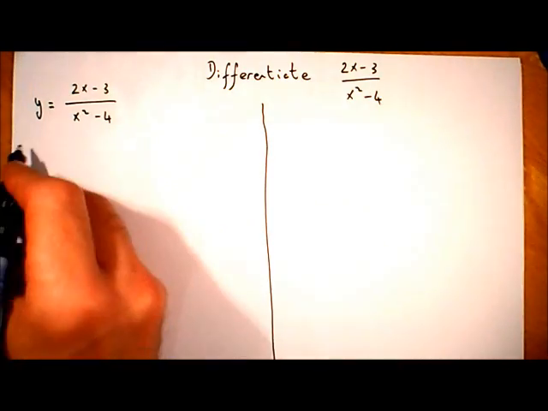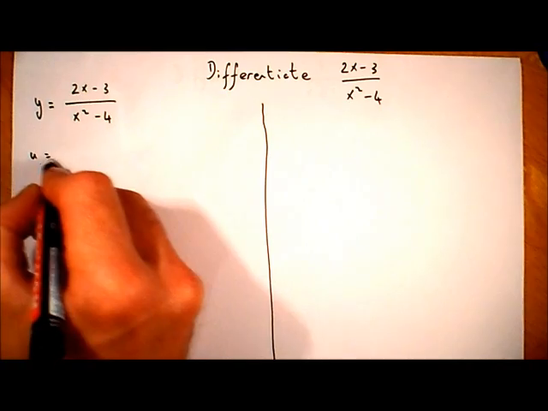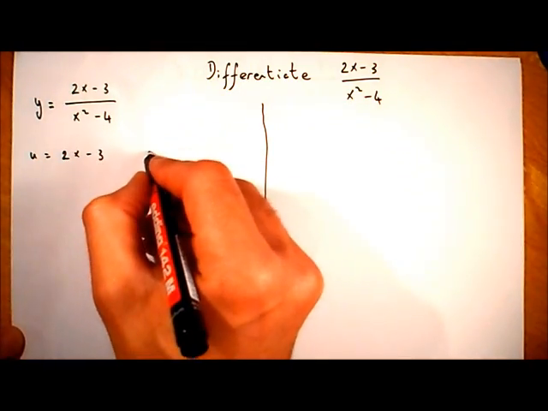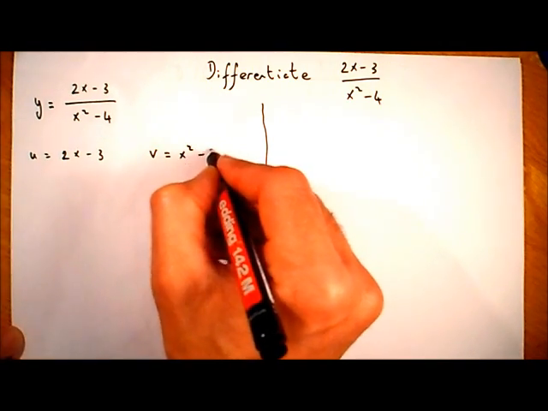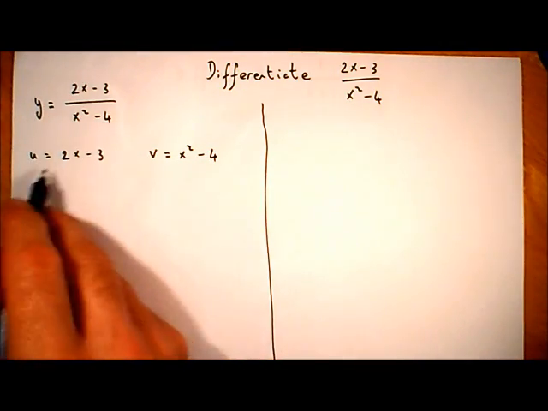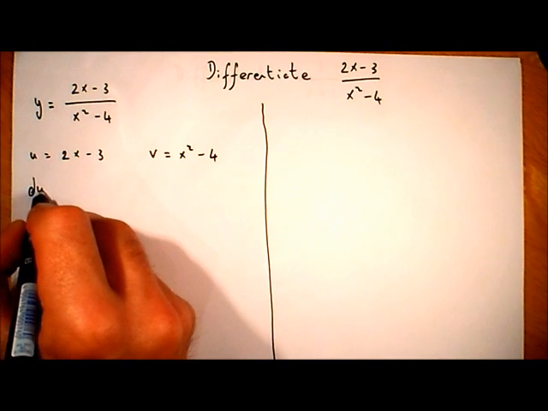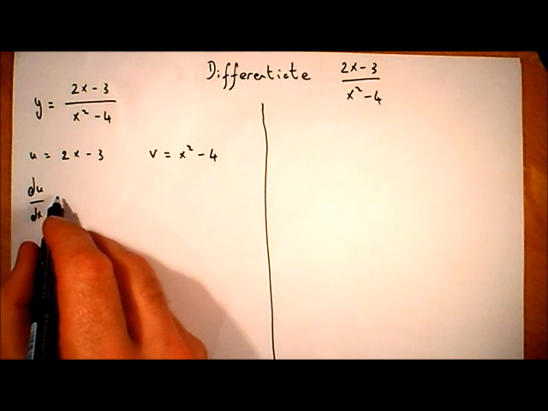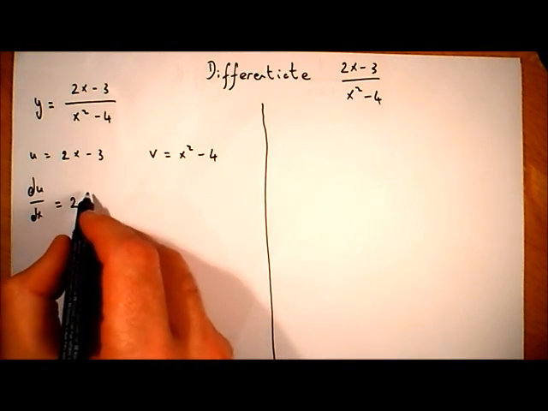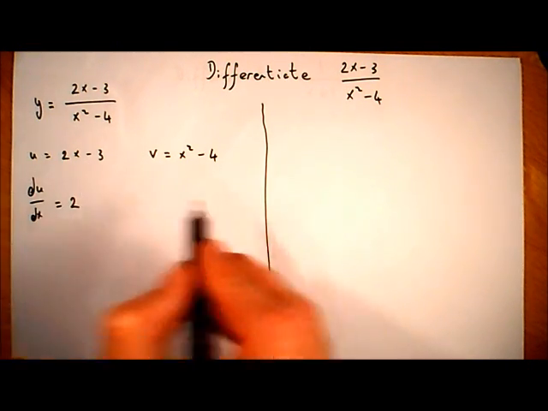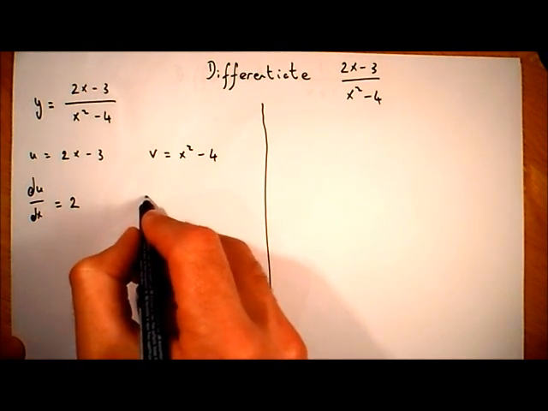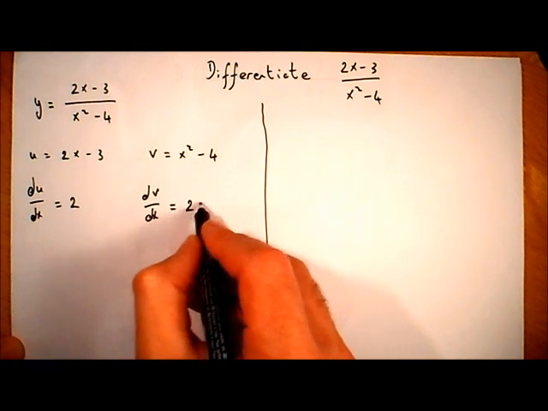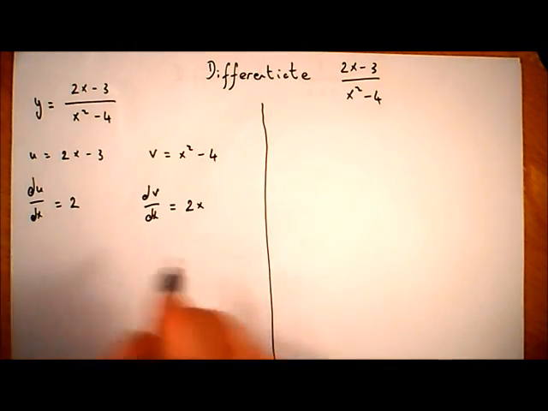So u is the top part, so u is equal to 2x minus 3. And v is the bottom part, so v is equal to x squared minus 4. And now, because I've got a u and an x, I can find du over dx. I can just differentiate. So du over dx would be, we differentiate 2x, we just get 2, and differentiate minus 3, we get 0, because it's a constant. Here we can find dv over dx. We differentiate x squared, we get 2x, and differentiate minus 4, we get 0.